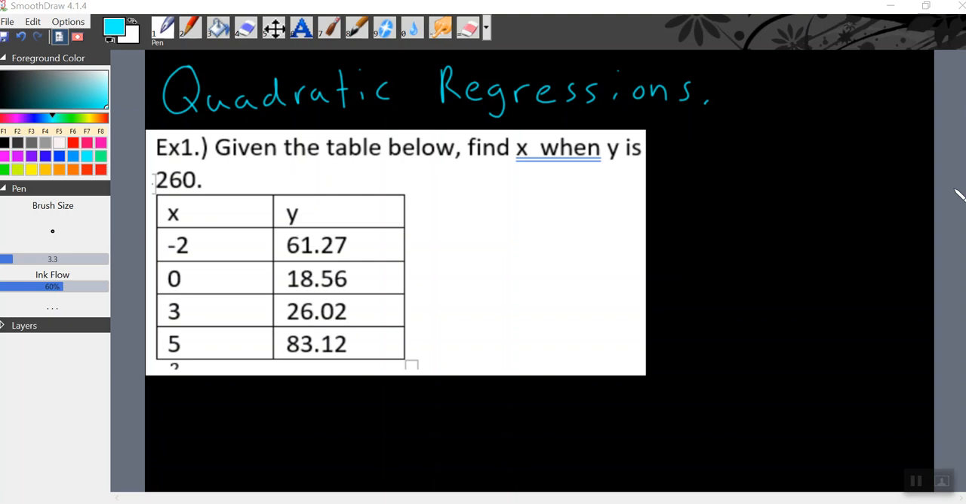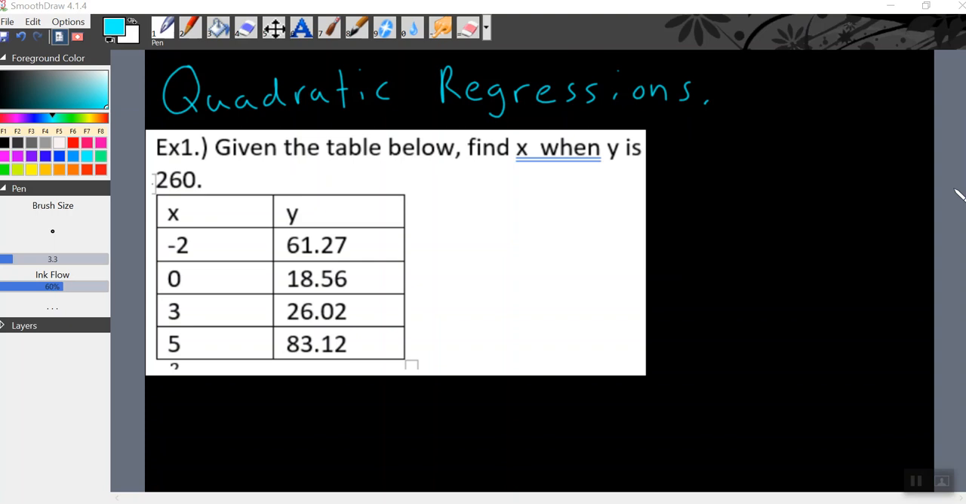Alright, and welcome to Quadratic Regressions. Now everything we're going to learn in this lesson, you already know, so I'm only going to do one example, but we're going to be putting together a lot of difficult concepts. So, really take your time with this one. Anything you don't understand, rewatch, and let's begin.